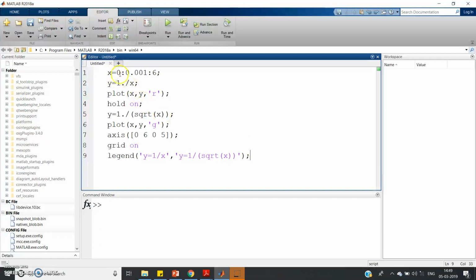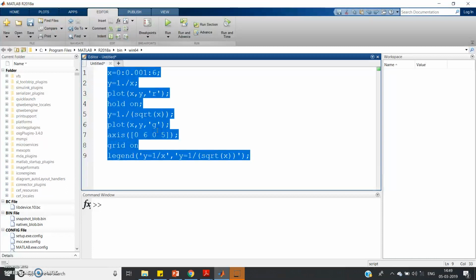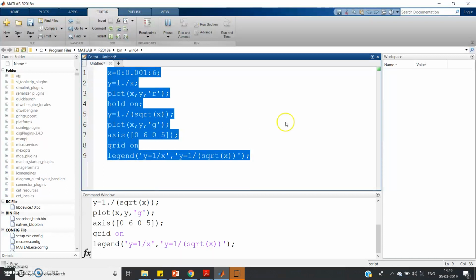See the simple lines: x equal to 0 colon 0.001 colon 6, that is from 0 to 6 with an increment of 0.001. Why have I kept the increment very small? Because I want to plot a continuous signal. These basics you know from MATLAB. Now y equal to 1 dot slash x. Why do I have to give the dot? Because x is an array, so you have to give element by element division. Then plot, then hold on, then y equal to 1 dot slash square root of x, again with the dot, then axis command, grid on, and I have applied legend. I will show you why I have used legend. Now Ctrl A, evaluate selection.